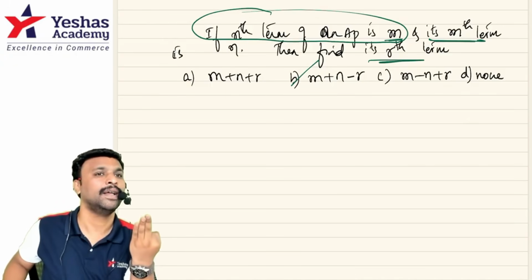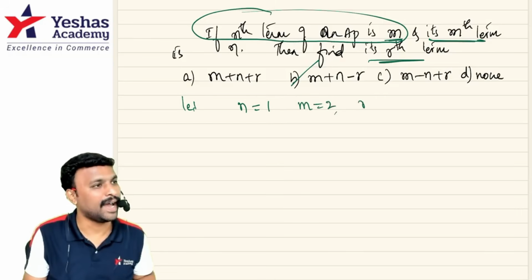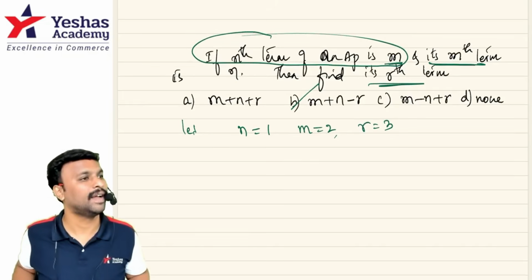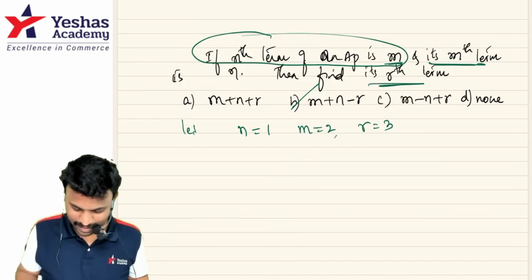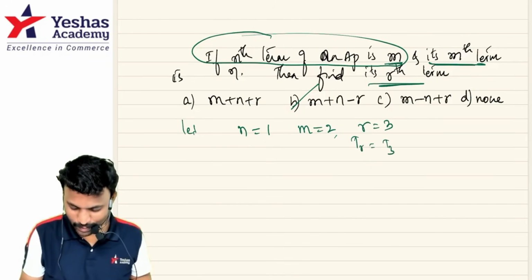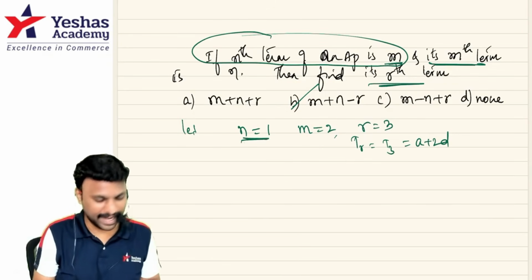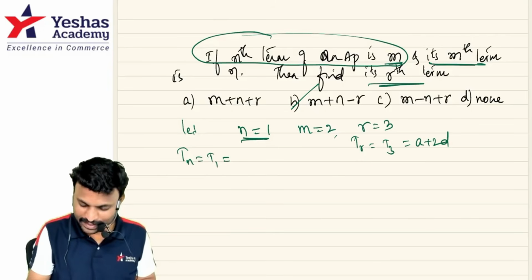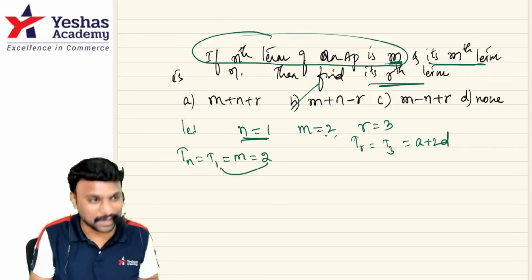Are you getting it? So I'm letting n is equal to 1, m is equal to 2, r is equal to 3. As per the question, which term do I need to find? The rth term. That means which term? Third term, yes or no? TR means T3. What is the third term of an AP? A plus. TN means T1. T1 is equal to what? M. What is m? We have let 2. Guys, first term is how much?